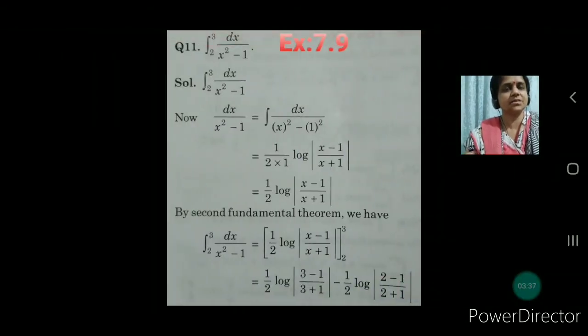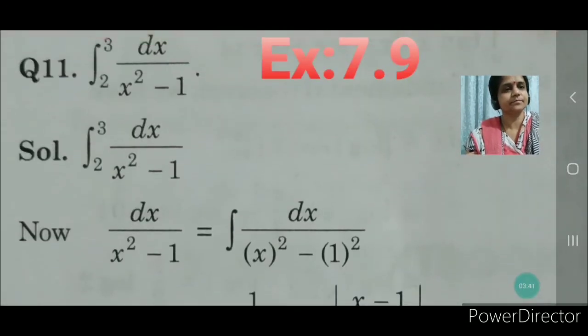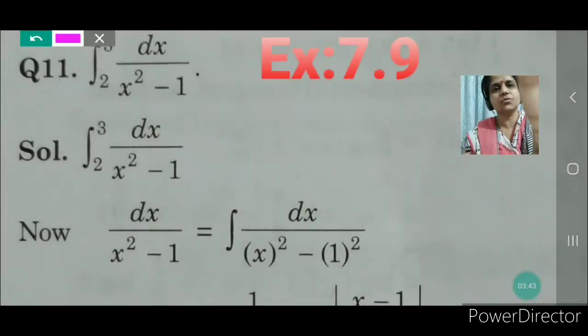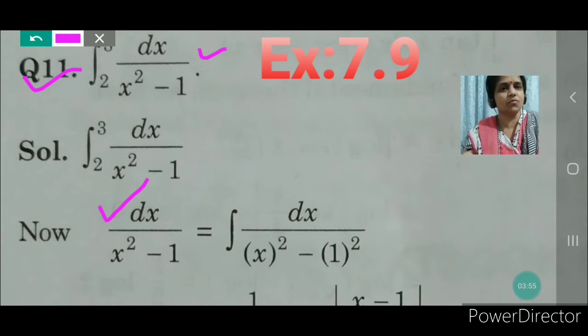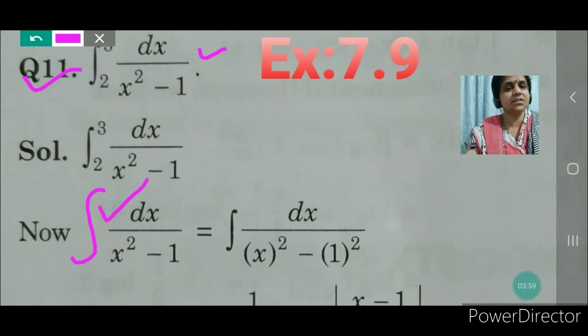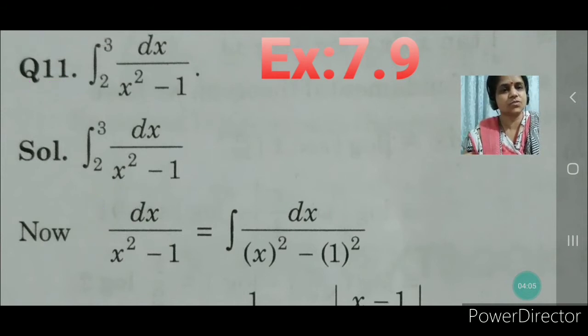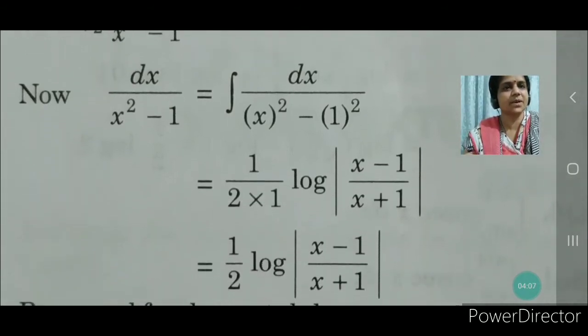It is question number 11. The question is the integral from 2 to 3 of dx by x square minus 1. First of all, take the integration of 1 by x square minus 1. So put the integration sign: the integral of dx by x square minus 1 square, written in the standard form. In the next step apply the formula.